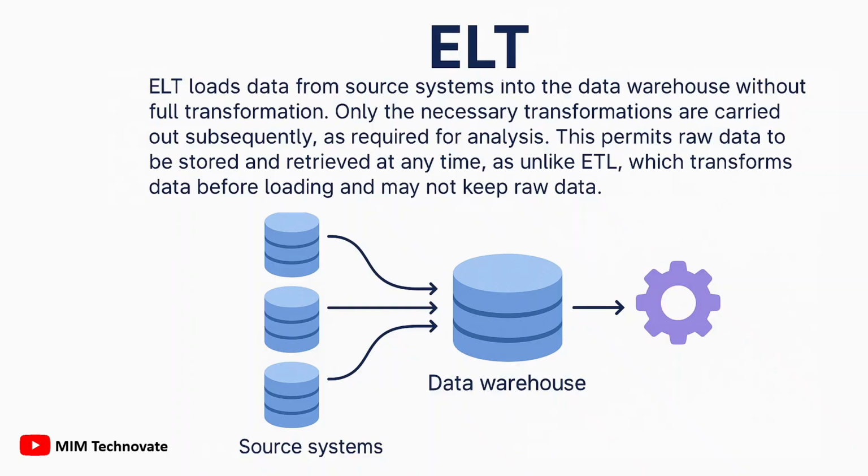ELT loads data from source systems into the data warehouse without full transformation. Only the necessary transformations are carried out subsequently as required for analysis. This permits raw data to be stored and retrieved at any time, unlike ETL, which transforms data before loading and may not keep raw data.